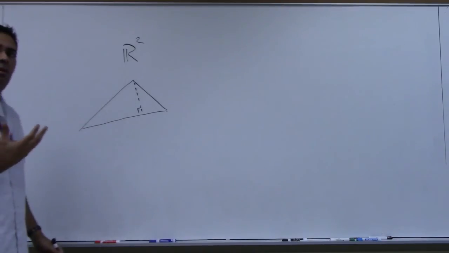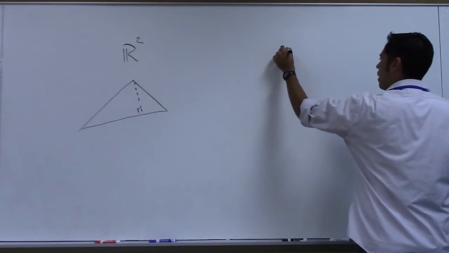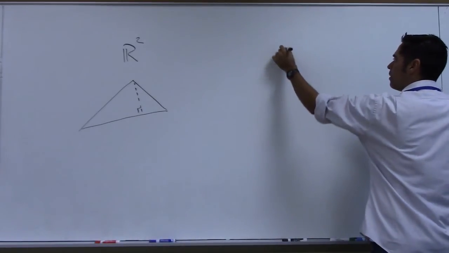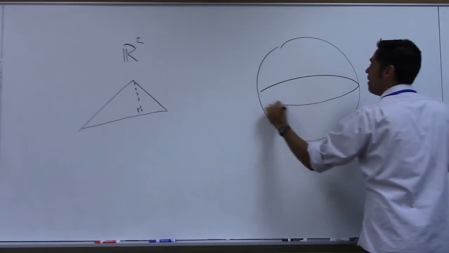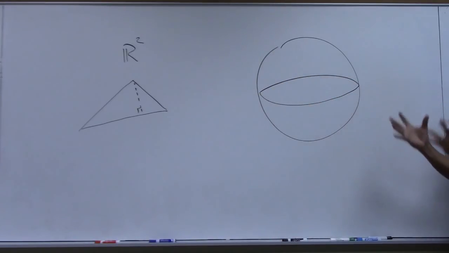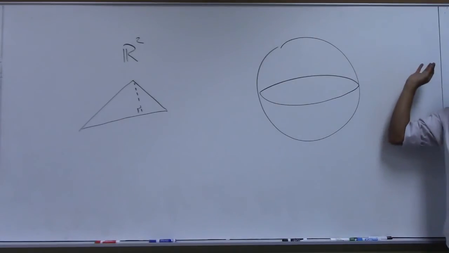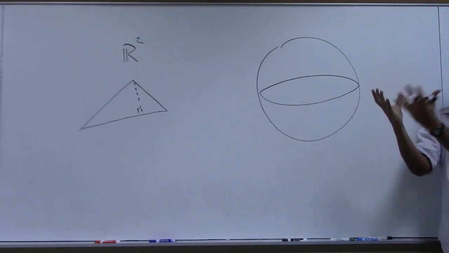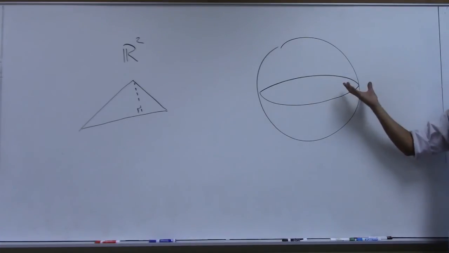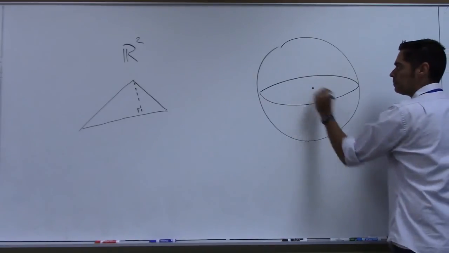But if you go to what's called spherical space or spherical geometry, where instead of living on a flat sheet of paper, you live on a sphere. What I mean by that is the surface of the sphere is your space. You cannot go off the surface. You can't go into the center. You live on the surface, all right? That's called spherical geometry or spherical space.